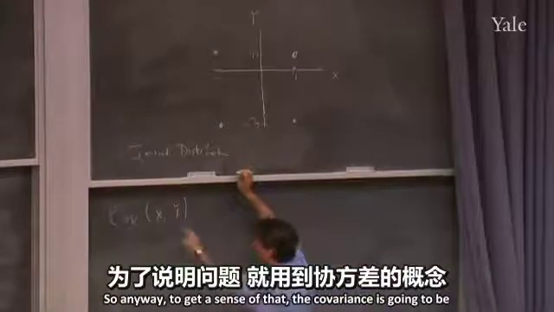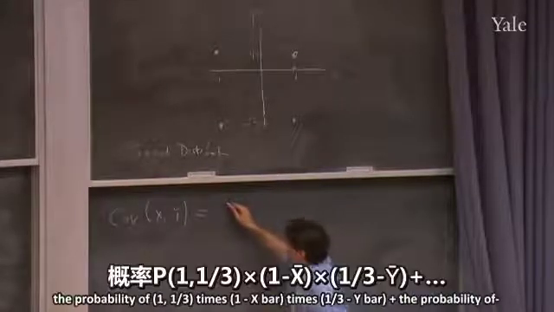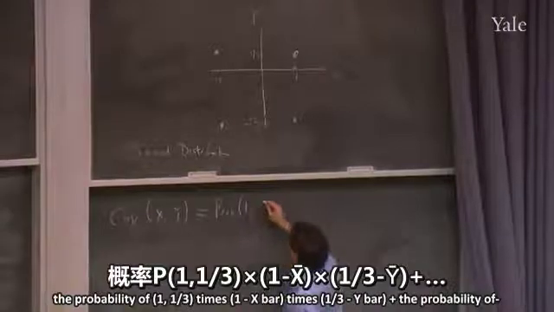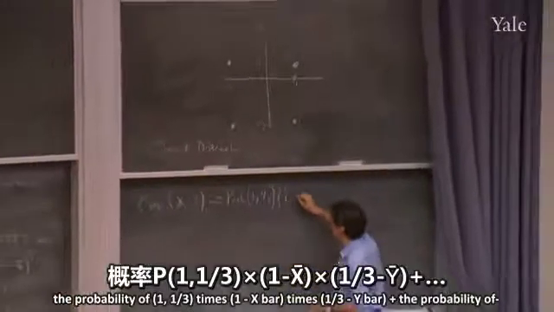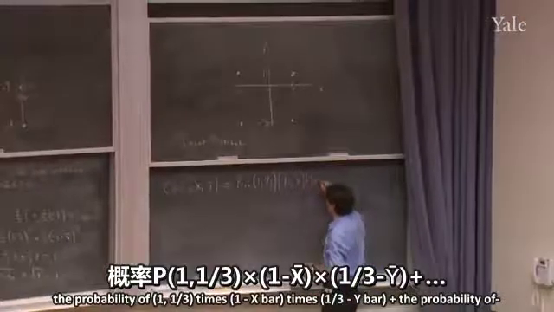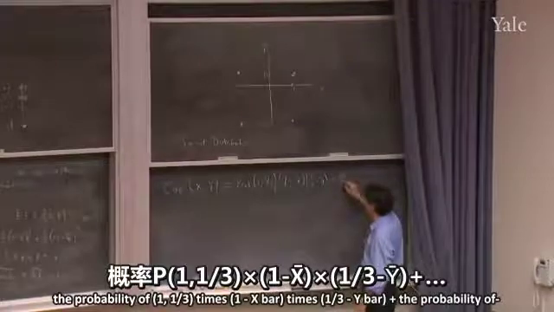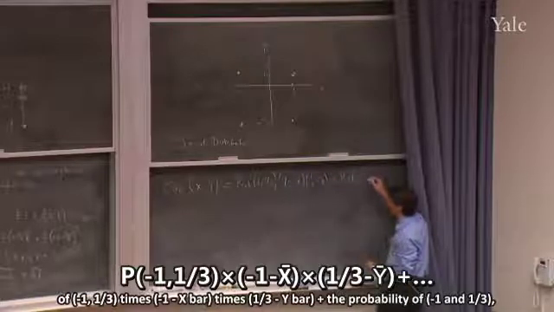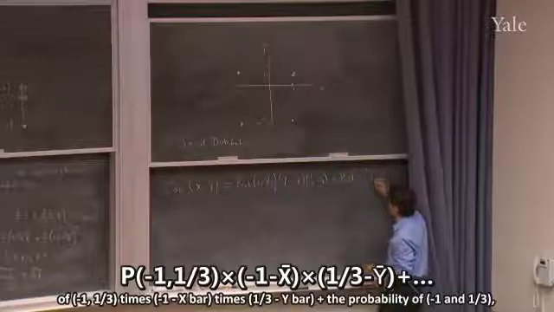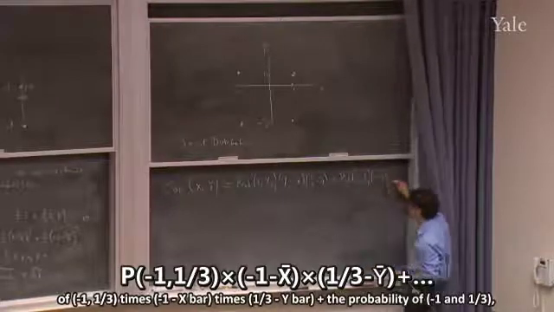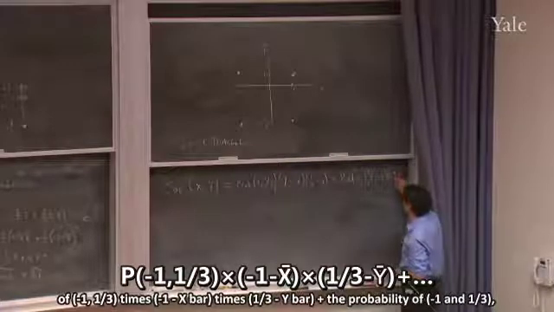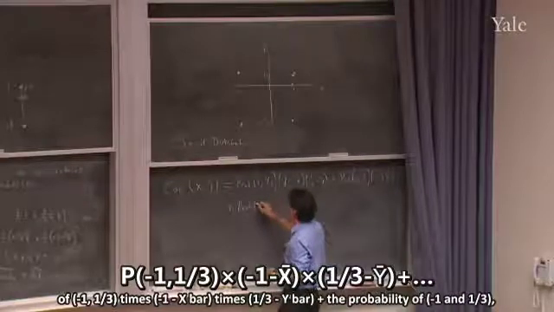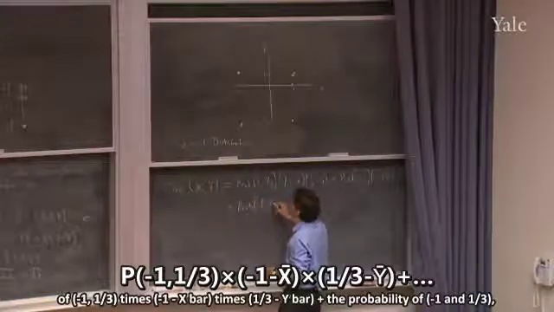So to get a sense of that, the covariance is going to be the probability of 1 comma a third times 1 minus x bar times a third minus y bar, plus the probability of, I'll just go around the circle, minus 1 comma a third times minus 1 minus x bar times a third minus y bar, plus the probability of minus 1 and a third.